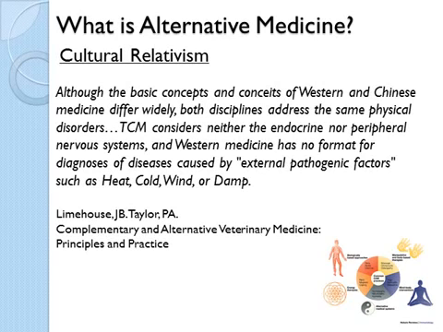Although the basic concepts and conceits of Western and Chinese medicine differ, both address the same physical disorders. TCM considers neither the endocrine nor peripheral nervous system, and Western medicine has no format for diagnoses of disease caused by factors such as heat, cold, wind, damp. These are factors that are important in the Chinese traditional folk way of evaluating health and disease.